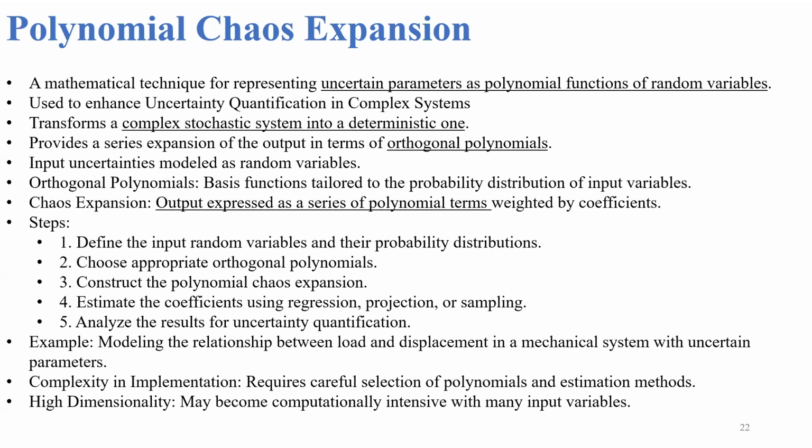A similar technique is the polynomial chaos expansion, especially if you have something with multiple variables. This technique can be useful, and it's used for representing uncertain parameters as a polynomial function of random variables. It transforms a complex stochastic system into a deterministic one using orthogonal polynomials. The chaos expansion is basically output expressed as a series of polynomial terms weighted by coefficients. And these are the steps of polynomial chaos expansion given below.